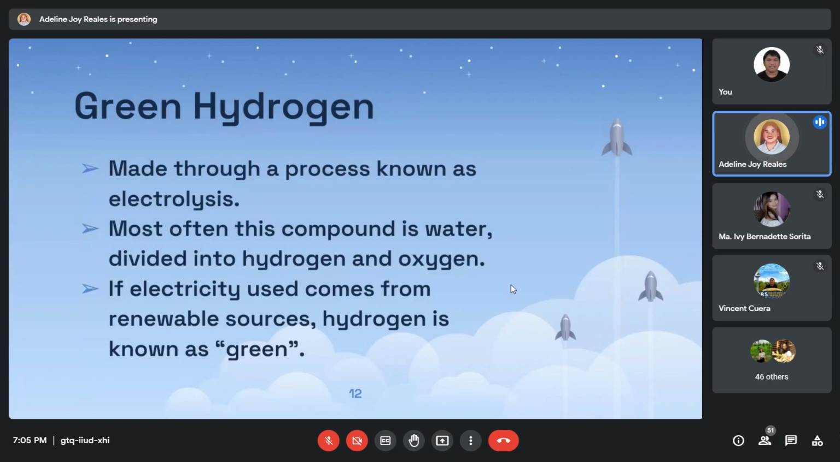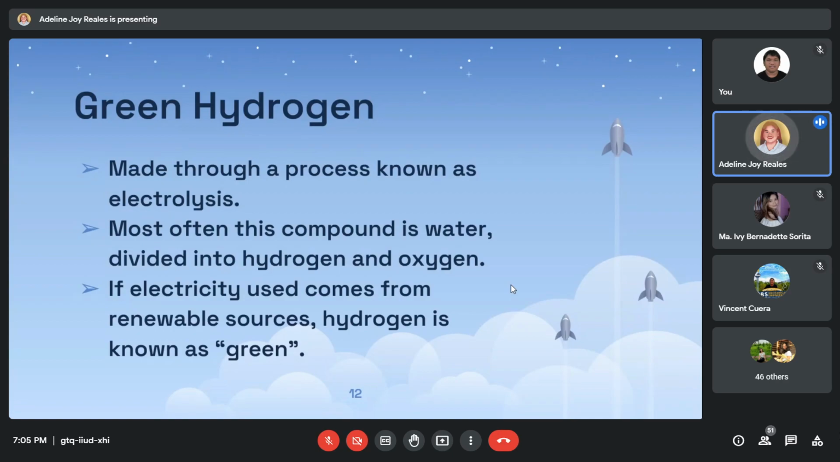Green hydrogen is the last color that we will discuss. I would have skipped everything earlier and moved all the way to this topic, but I would like to present all other main processes of producing hydrogen first to prove a better point on why this type of hydrogen is considered as green. It is made through a process known as electrolysis.